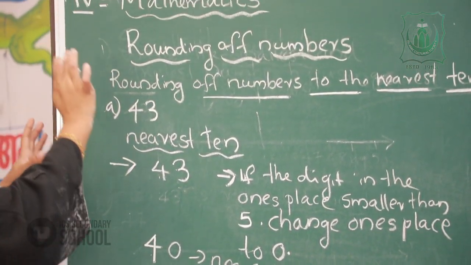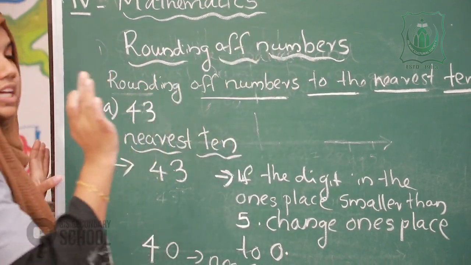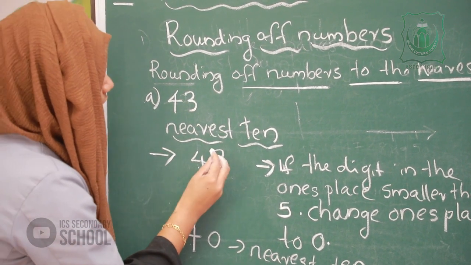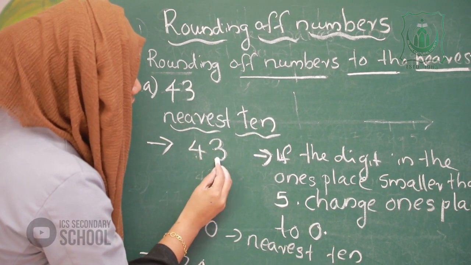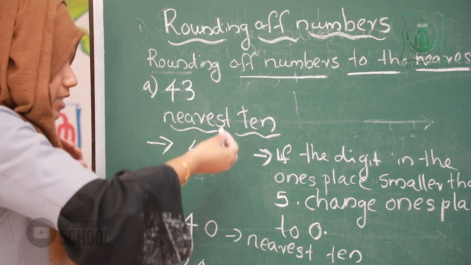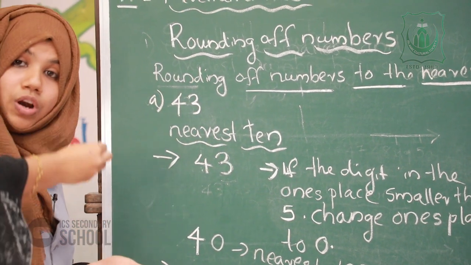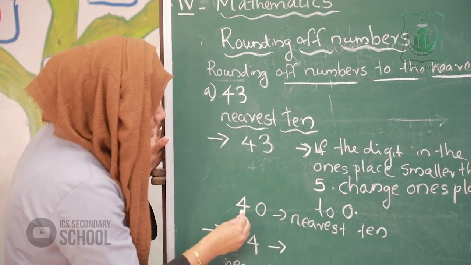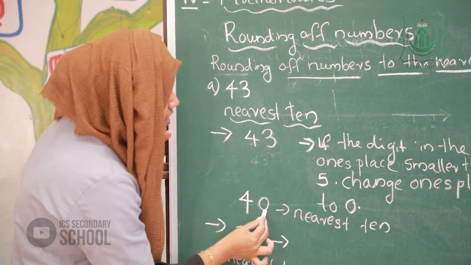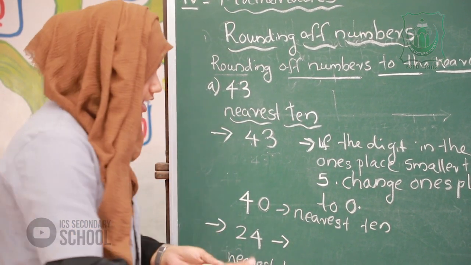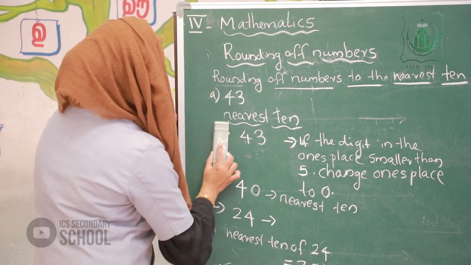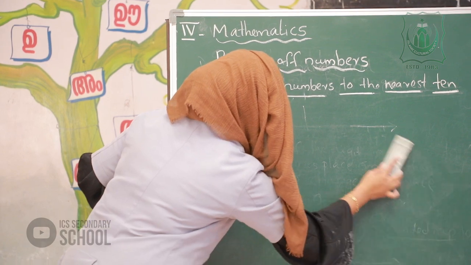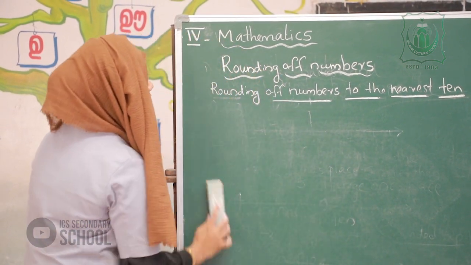So, the first one: round off the numbers to the nearest 10. That means if you get a number, look at the ones place. If the ones place is below 5, smaller than 5, what happens? There is no change in the tens place. Change the ones place to 0. We have more examples, then you can understand. Actually, it is easy. You should listen to my class.